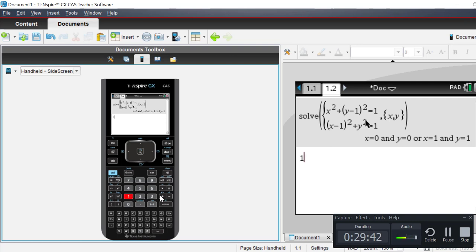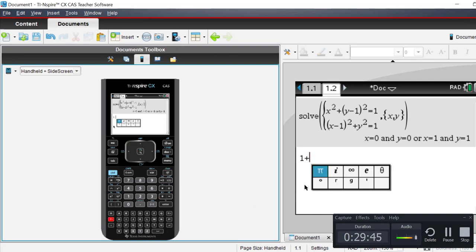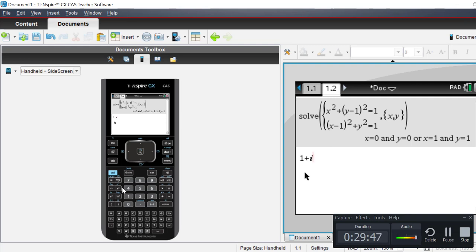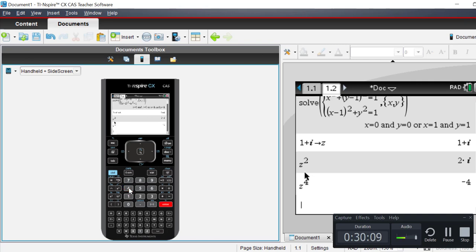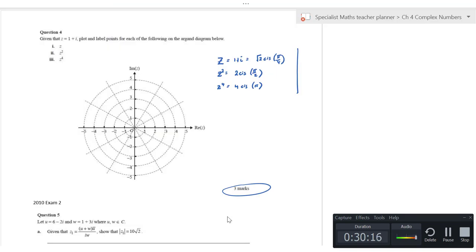So let's go 1 plus i. We've got to press our pi button, and store that as a variable. You can see how often I use this. So let's call that z. Then z squared is 2i, and z to the power of 4 is minus 4. So you can see that 4 cis of pi is minus 4, okay?